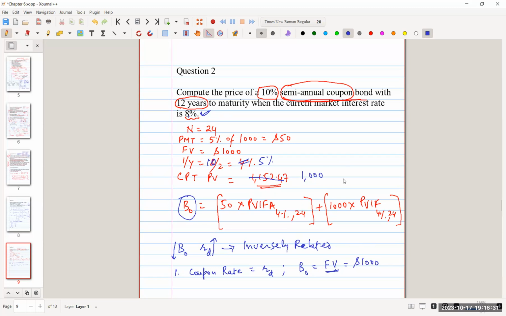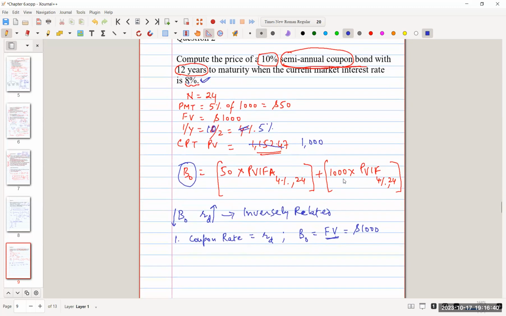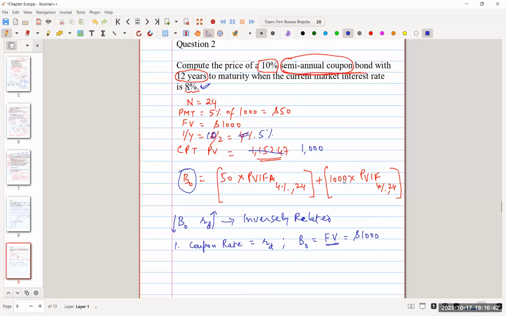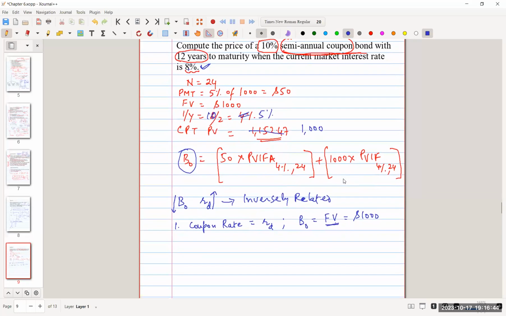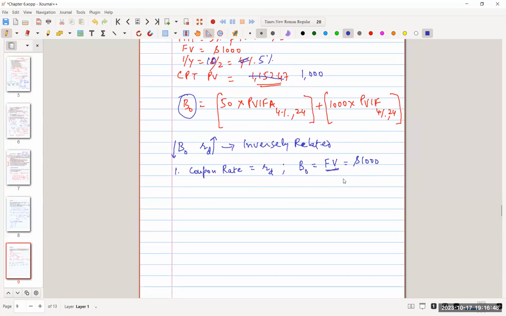Yes, so this is a very quick way of knowing. The first thing that you should be doing when you are dealing with a question like this is to quickly look at the coupon rate and the discount rate, or the market rate. Compare the two. If they're equal, don't calculate the price of the bond. Just say it's equal to the face value and is equal to $1,000.